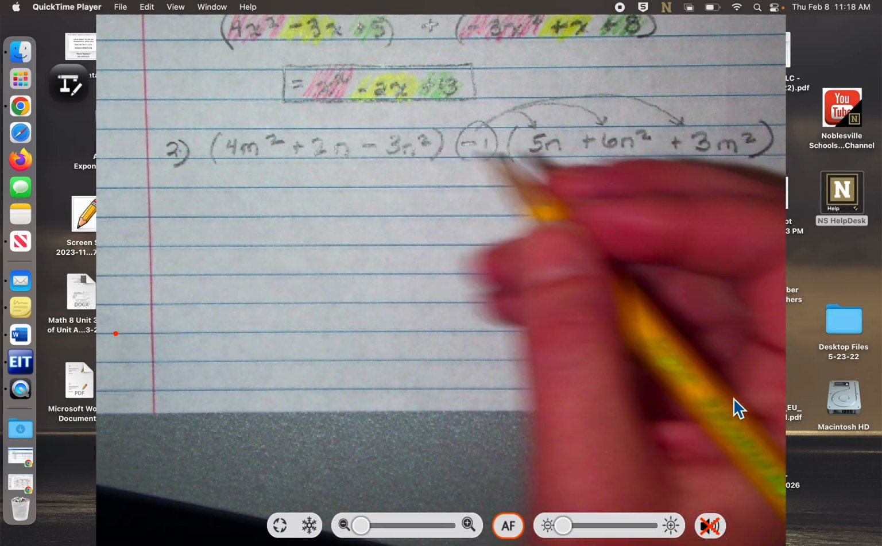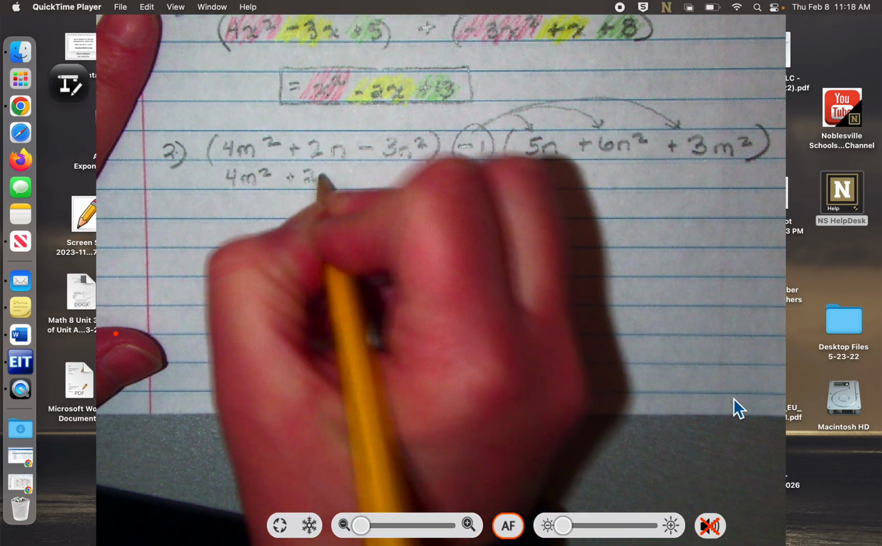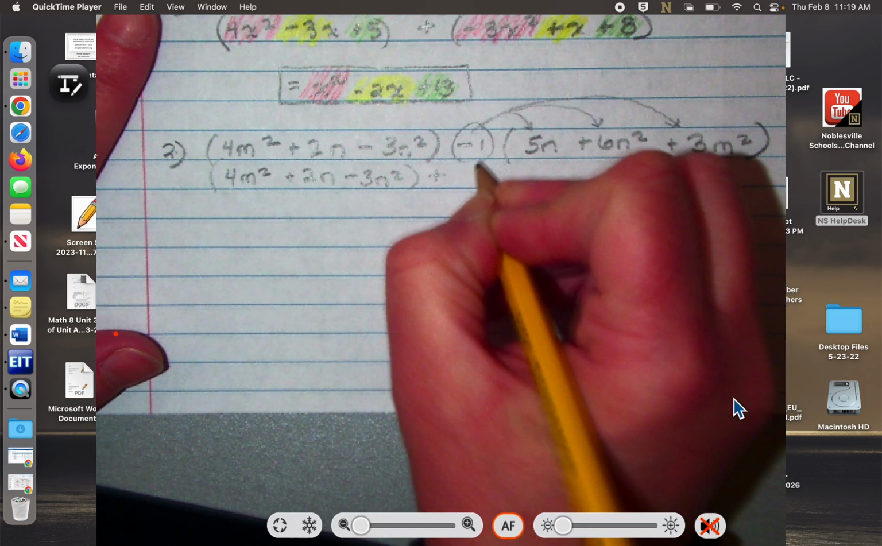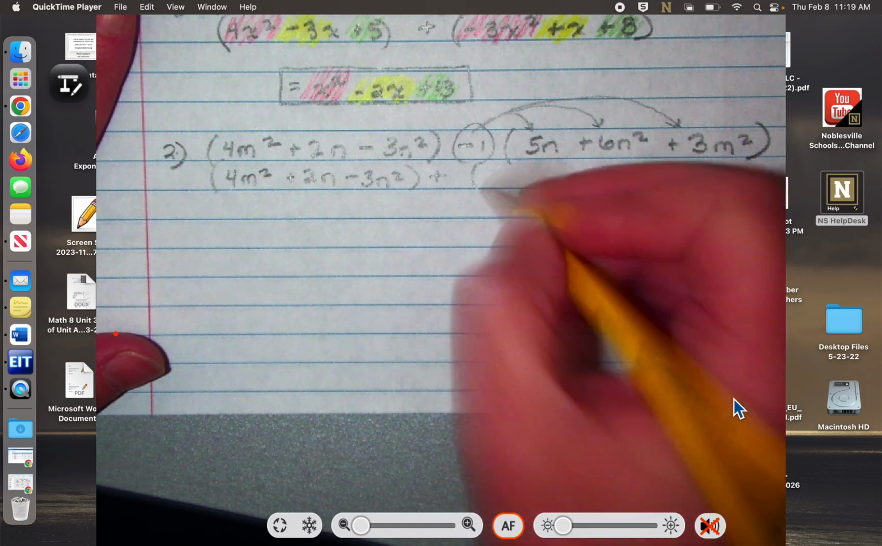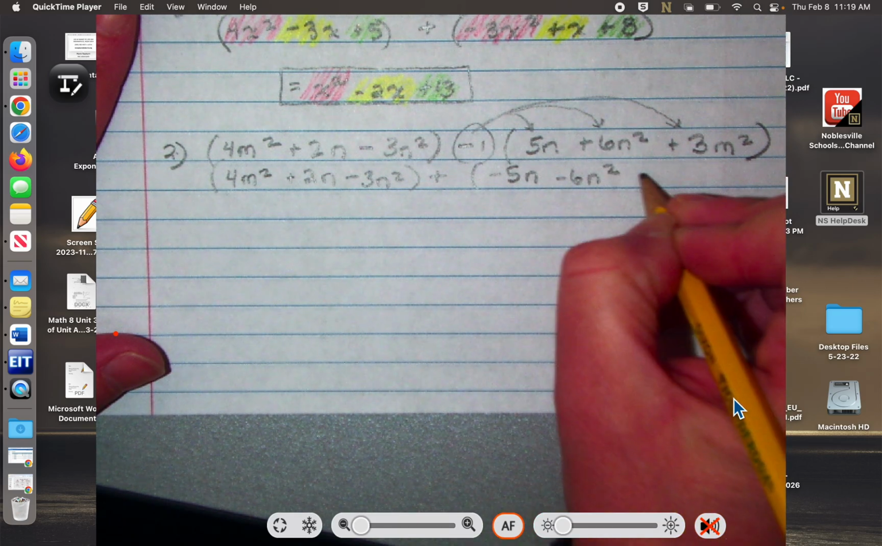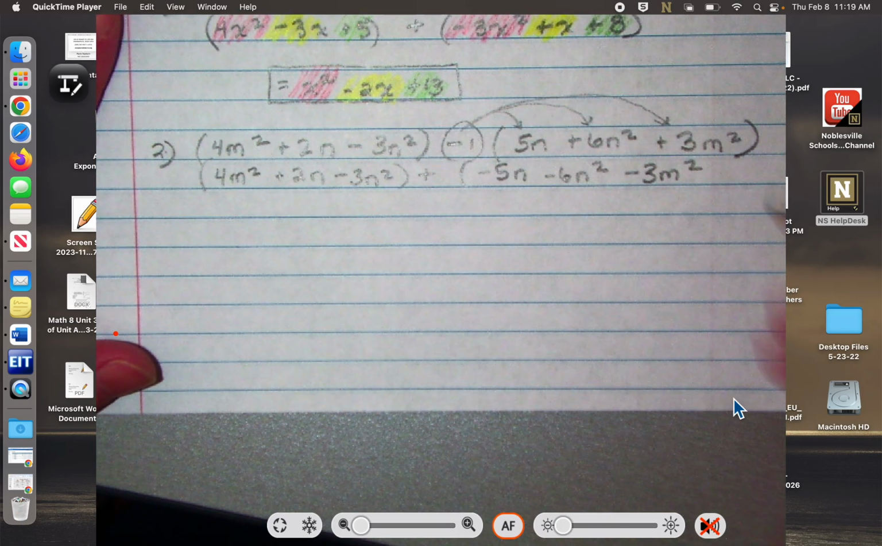So we're going to end up with 4m squared plus 2n minus 3n squared plus -5n minus 6n squared minus 3m squared. So we've got some n's and we've got some m's.